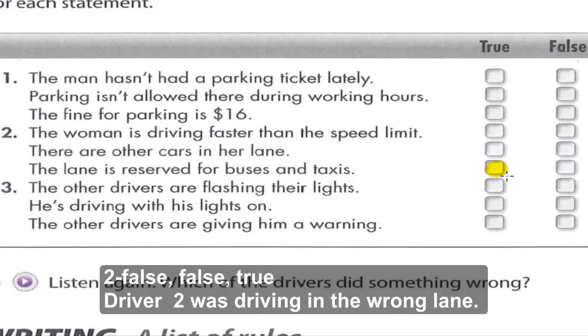What was the driver's mistake? Driver 2 was driving in the wrong lane. She was driving in the wrong lane.